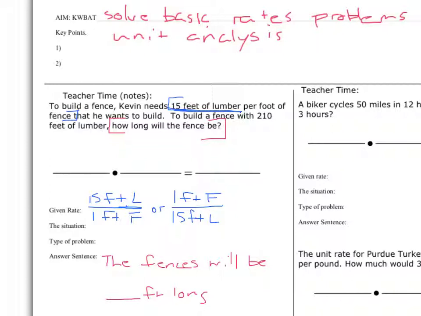So in our situation, we have 210 feet of lumber. So just again, be very clear. This is not 210 feet of fence. It's 210 feet of lumber. So this is a rate problem.